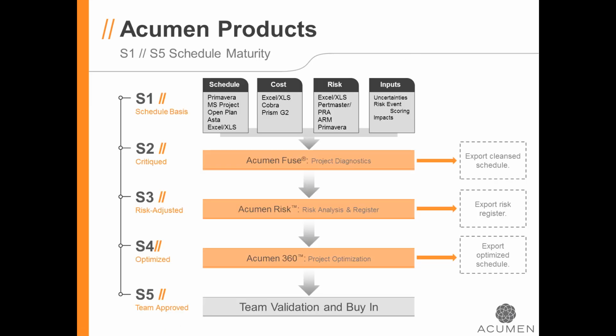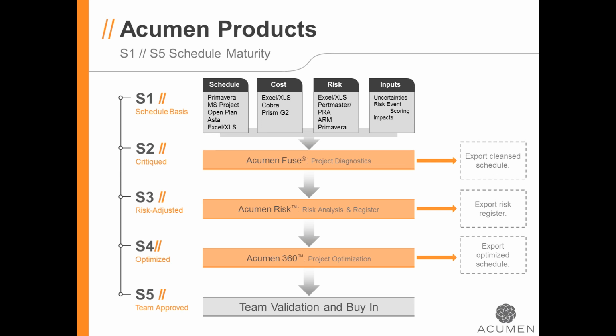Let's talk about Acumen's S1 to S5 schedule maturity framework. The reason why this is important is it governs everything that we do at Acumen when it comes to developing our software and helping to meet your needs. The model starts at S1 with the schedule basis. These are the scheduling and cost tools that you're using today. We don't replace those, we work in addition to those. You'll use the S1 process to begin to develop your baseline plan. Now, your baseline is not complete at the end of S1, but it's ready to be critiqued as part of the S2 process. That's where our Acumen Fuse solution comes in with its project diagnostics.